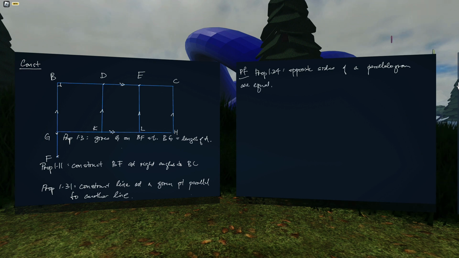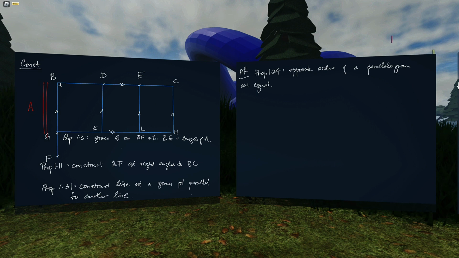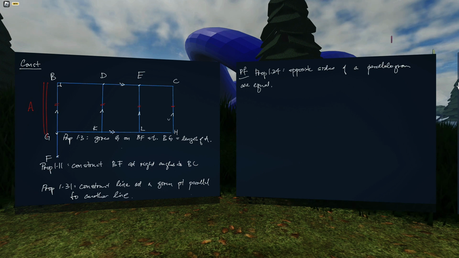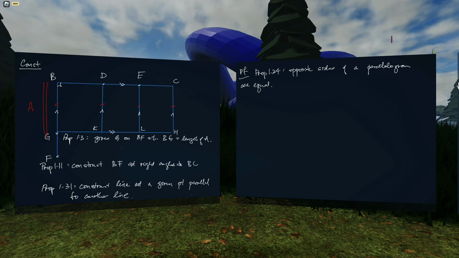So if we go back to the previous diagram, we've constructed BG here to be equal to A, right? And so we know that the big rectangle BGHC is the product, as Dan was saying. This is a much better way of saying it. BC and BG, BGHC is really the product of BC and A. And using proposition 1.34, we can say that these are all equal, right? Because these are all opposite sides of a parallelogram, the parallelograms being these rectangles that we've constructed.